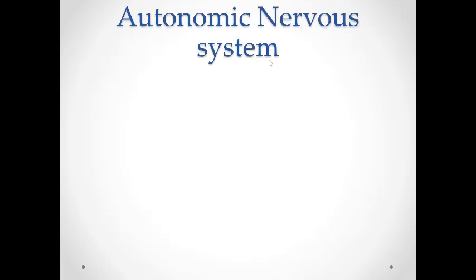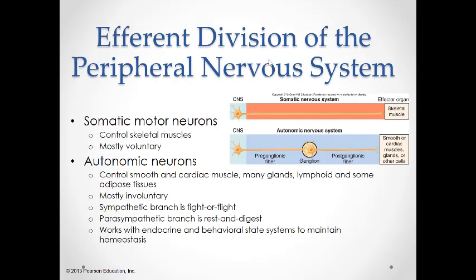But before we get to next time, we first need to spend a little bit of time talking about the autonomic nervous system. As I've mentioned, we have the somatic nervous system and the autonomic nervous system.